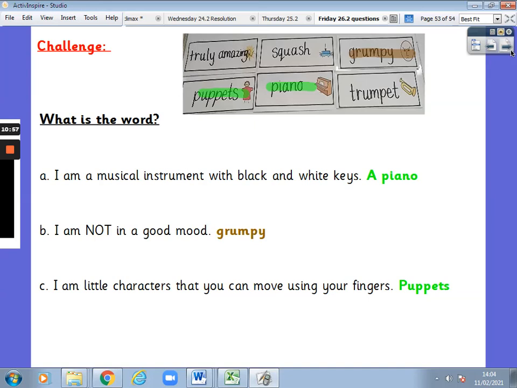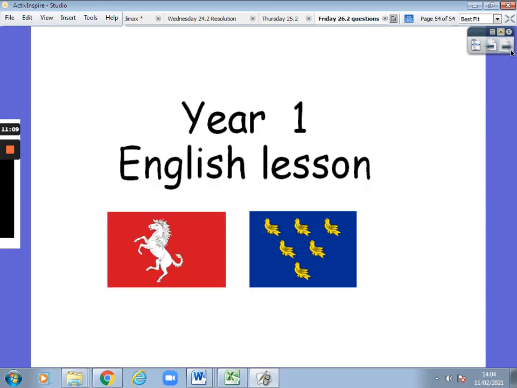C. I am little characters that you can move using your fingers. Puppets. That's right. Puppets is a green word. It's a noun. It's an object. Puppets. Well done, year one, for your hard work today.